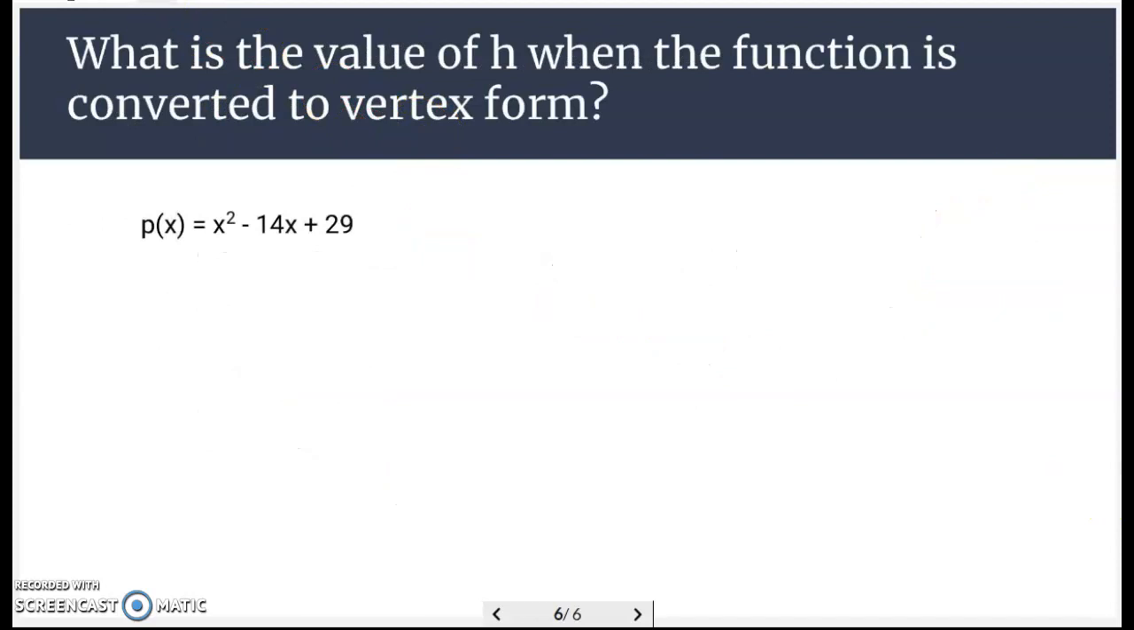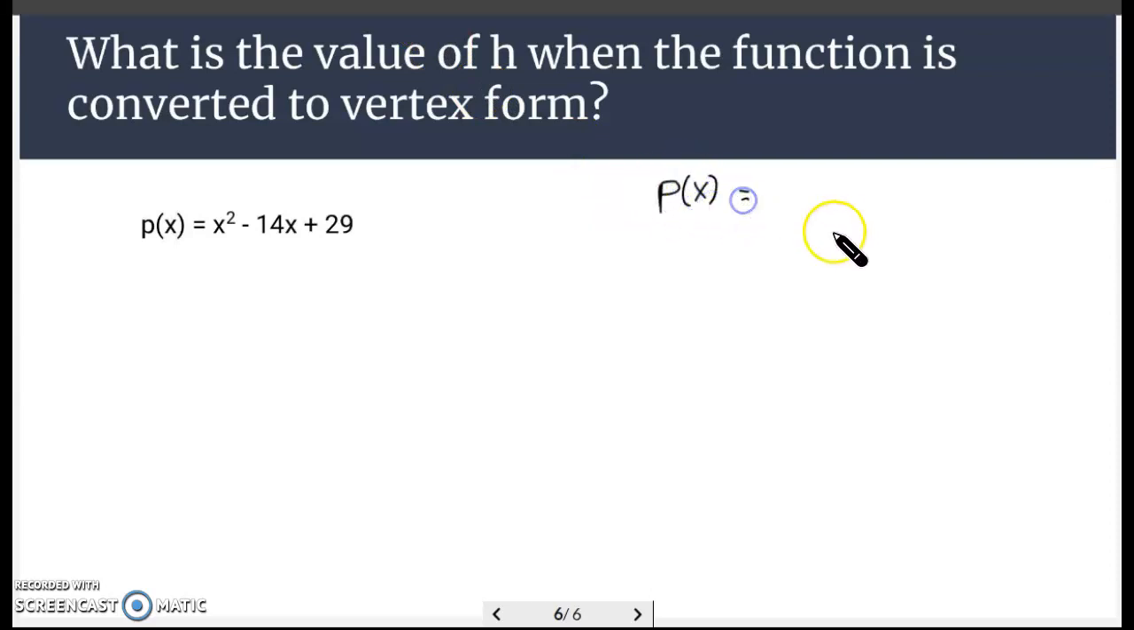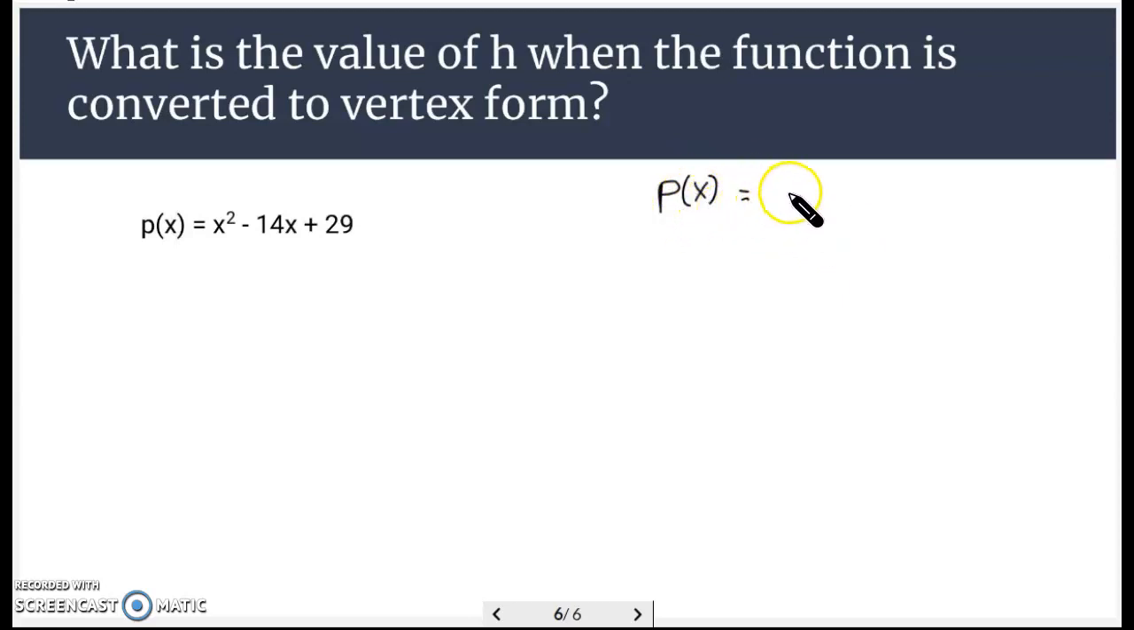vertex form. We got to convert from standard form to vertex form. Now, vertex form, so our function notation is p of x. It could be y, it could be p of x, f of x, h of x, whatever. Just a notation issue. And in what's called vertex form, it looks like x minus h quantity squared plus k, where our vertex in that would be h comma k.